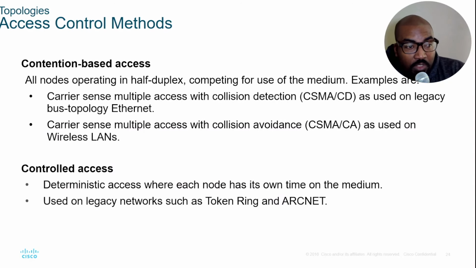Contention-based access. All nodes operate in half duplex, competing for use of the medium, as we saw in that video, competing, right? Examples are carrier sense multiple access with collision detection, used on legacy bus topology Ethernet, and carrier sense multiple access with collision avoidance, used on wireless local area networks.